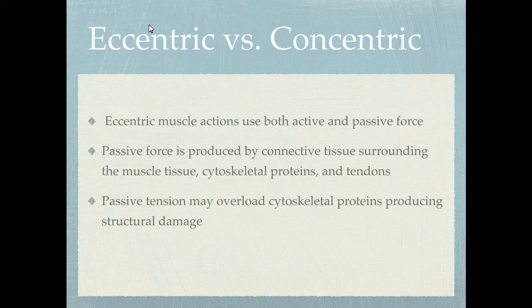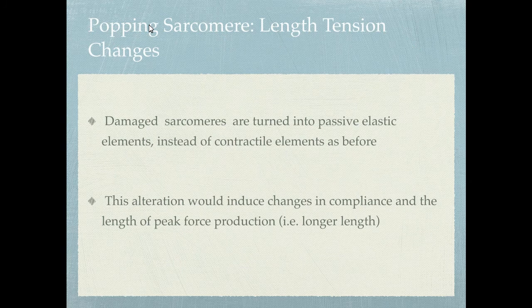And again, eccentric muscle actions use both active and passive force. Passive force is produced by connective tissue surrounding the muscle tissue, cytoskeletal proteins and tendons, and passive tension may overload cytoskeletal proteins, producing structural damage. So, popping sarcomere length-tension changes. Damaged sarcomeres are turned into passive elastic elements instead of contractile elements as before.